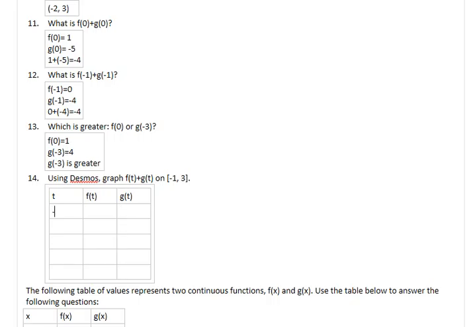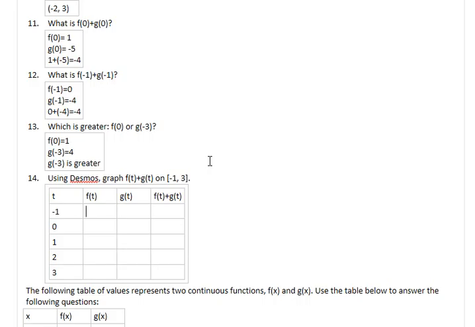Okay, -1, 0, 1, 2. We can put points in the middle of all of this, but these I think are the easiest ones for us to find. Oop, I need one more, don't I? There we go. Because I need f of t plus g of t. That way I can just keep everything together. Okay.